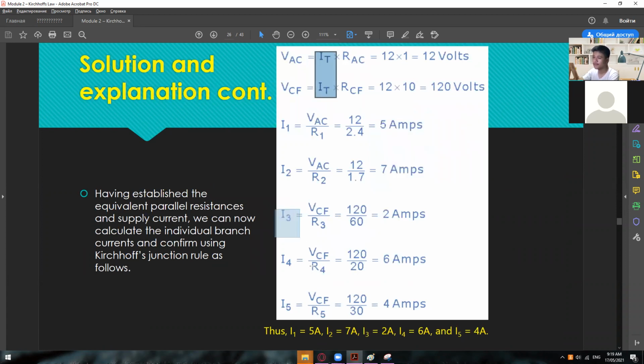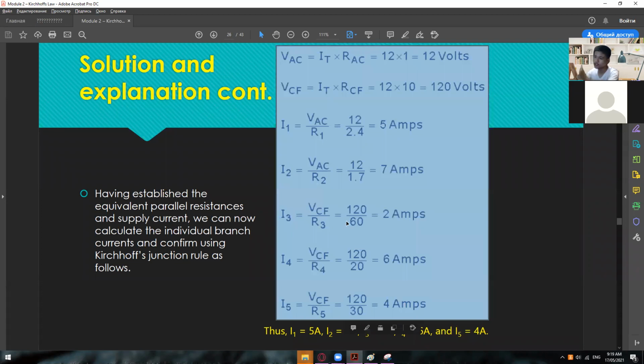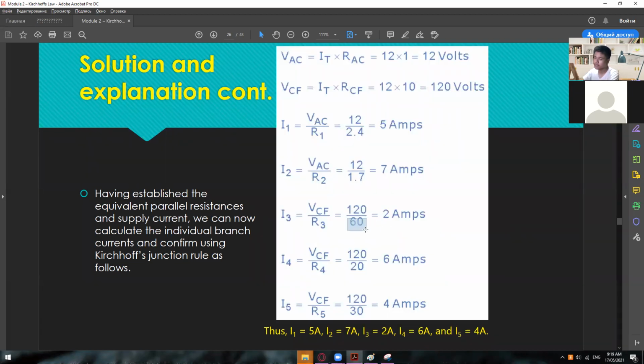And then for I3, I4, and I5, the voltage we're going to use is of course the one that we have solved, which is 120 volts. So 120, 120, 120, and then just substitute the corresponding resistance. We have 60 for R3, 20 for R4, and 30 for R5. Then just do the math, and you will get 2 amps for I3, 6 amps for I4, and 4 amps for I5.